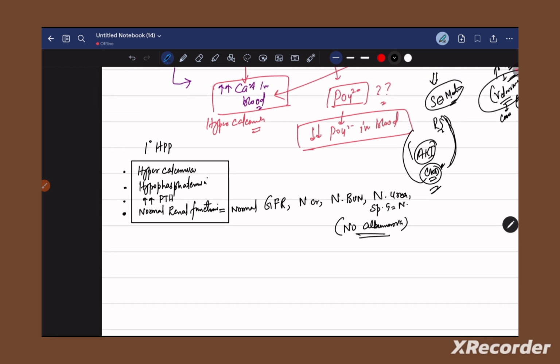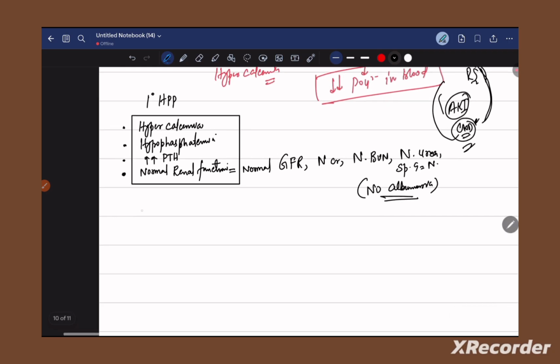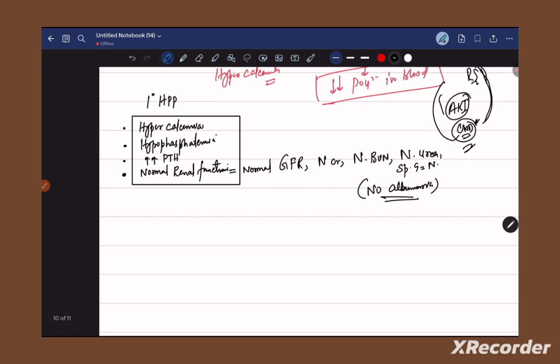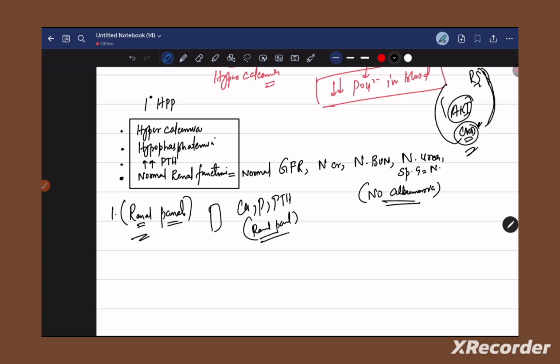So when we will be diagnosing, when we go to the diagnostic part of this hyperparathyroidism, I will show you, you have to get a renal panel also. You will tell the owner after getting the clinical signs. We will deal with the diagnostic part. So you will tell the owner, besides getting the calcium, phosphorus and PTH, to get a renal panel. Okay, why is the renal panel important? Because it will help you in diagnosing whether it is primary hyperparathyroidism or secondary or tertiary.